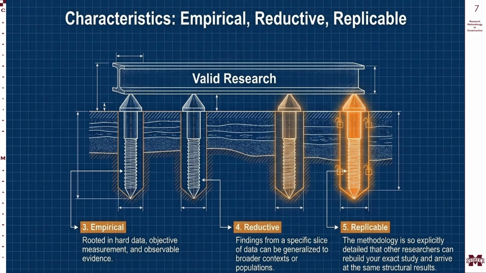Fourth, it's reductive. Here, reductive means that you can take detailed, specific findings and generalize them to a broader context or similar populations. Finally, it's replicable. Someone else should be able to follow your recipe, your methods, your instruments, your analysis, and arrive at similar results. That's part of what separates a scientific study from a one-off report or an anecdote.